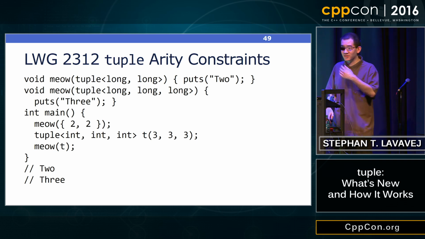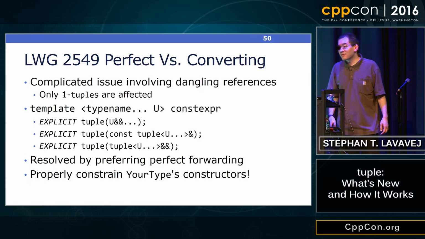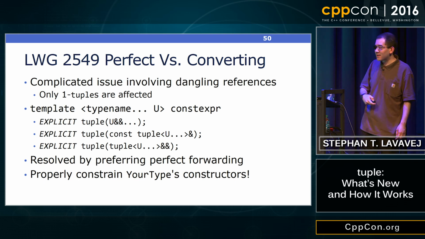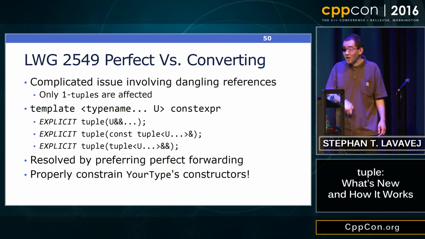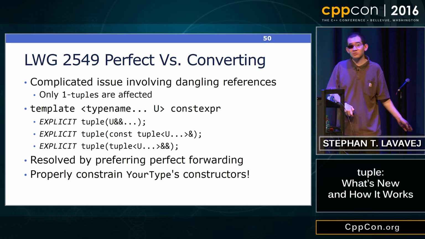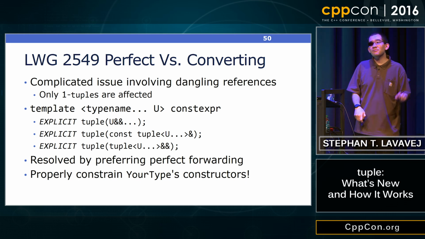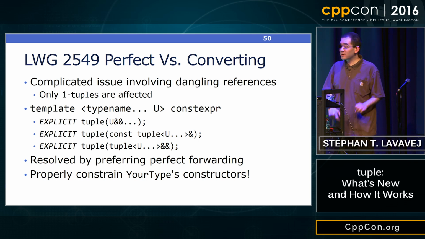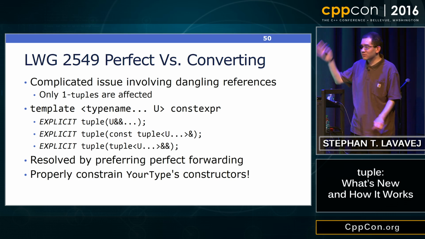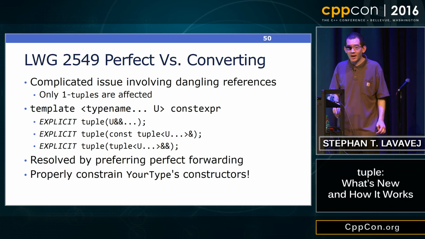Visual C++ has supported this for many years. There's been a very complicated issue about ambiguity between perfect forwarding and converting. This has been resolved by preferring perfect forwarding constructors instead of the converting tuple constructors. This impacts your code if you are writing 1-tuples of types that are omni-constructible. So we could go into the issue. It's complicated. I've got to load it up and remember exactly what's going on.